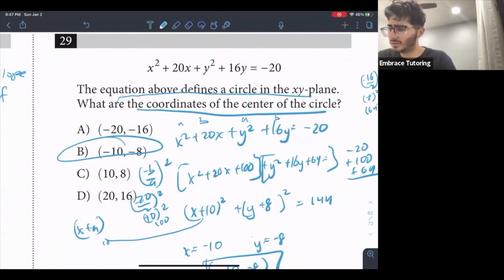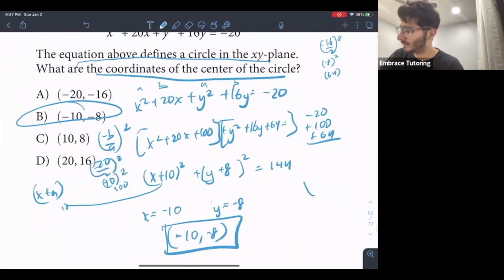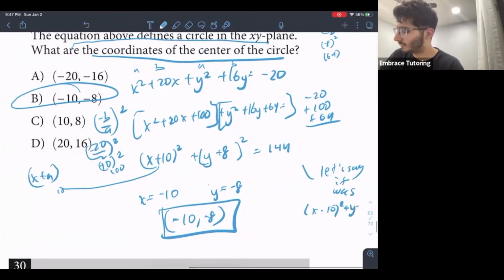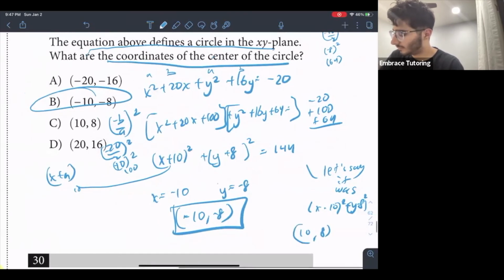Now let's say the equation was x minus 10 squared plus y minus 8 squared. Then the center would be 10 comma 8, if it was like this.